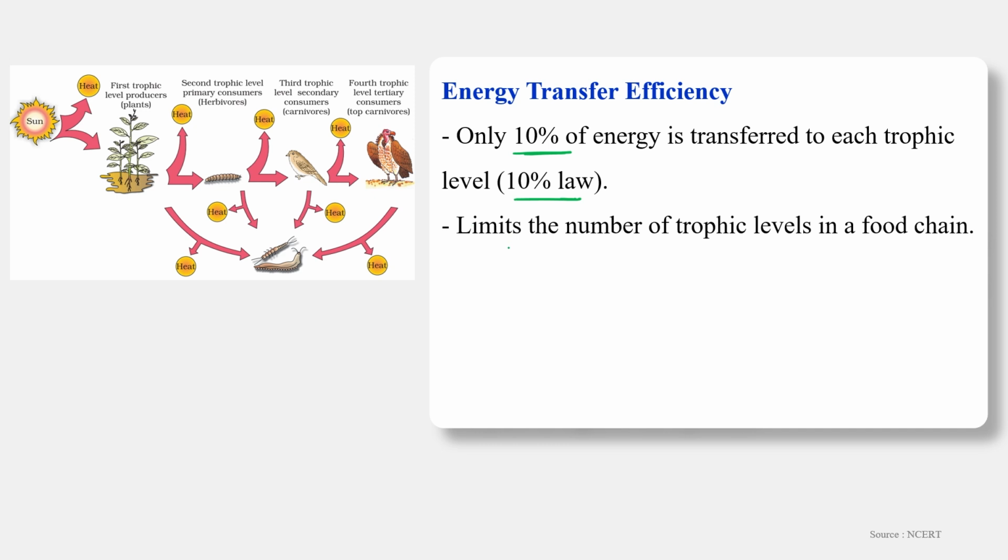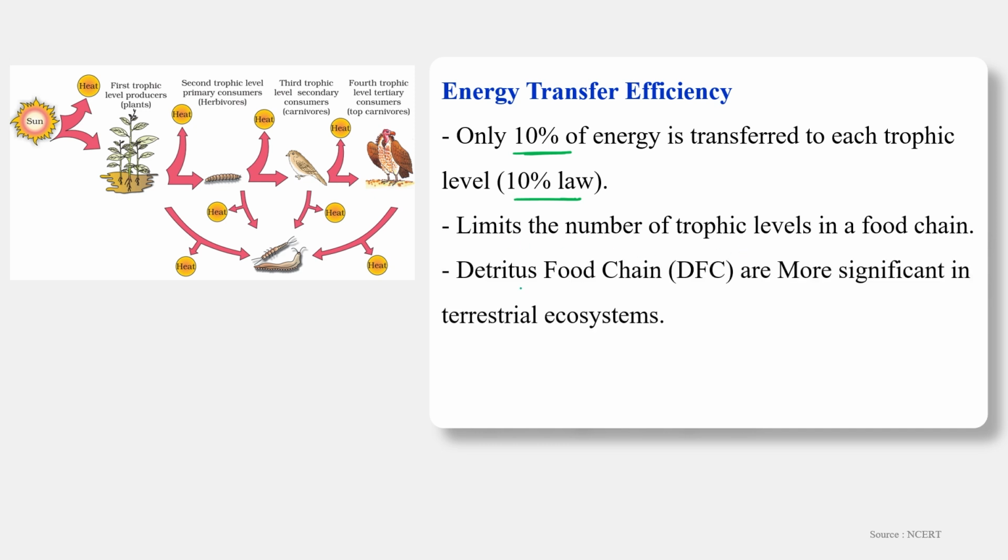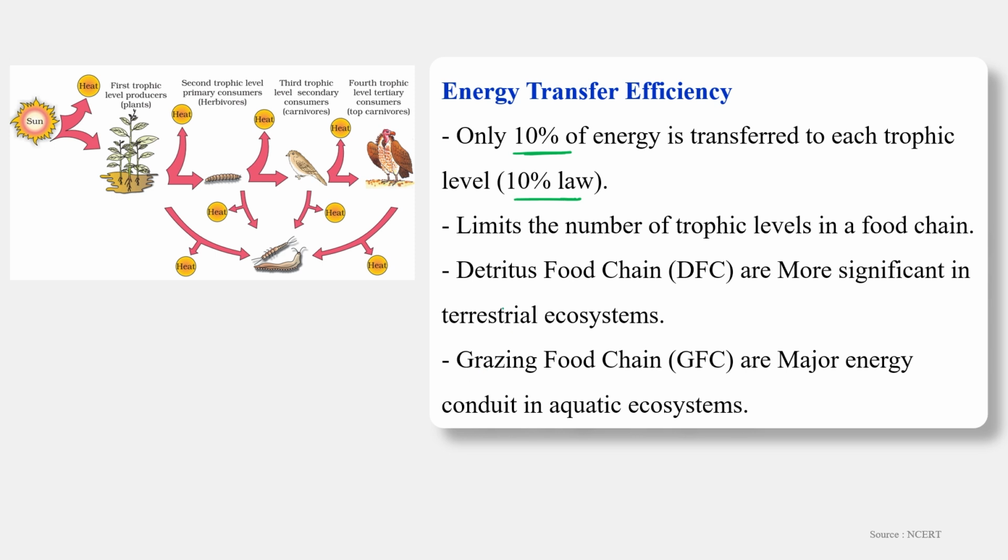Okay, it limits the number of trophic levels in the food chain. Detritus food chains, DFC, are more significant in the terrestrial ecosystem, while the grazing food chain, or GFC, is the major energy conduit in the aquatic ecosystem.